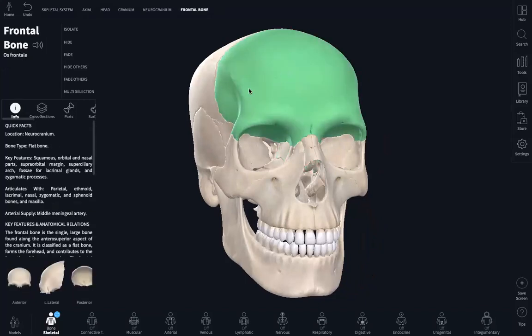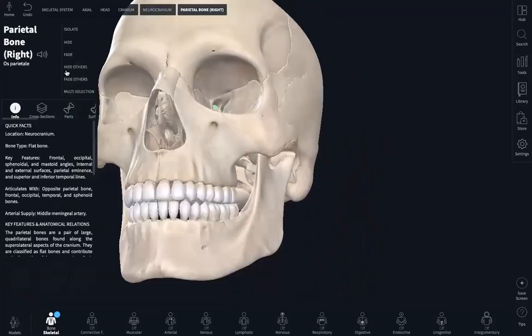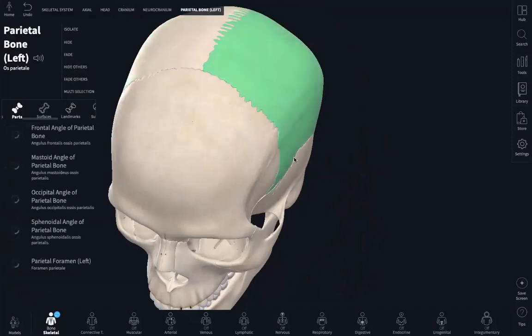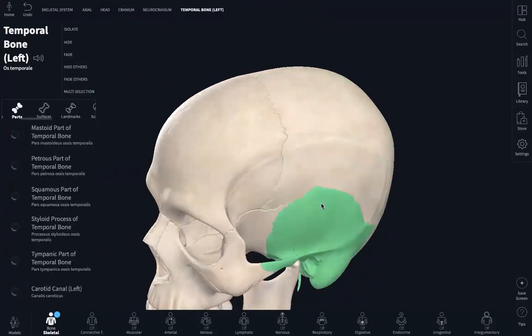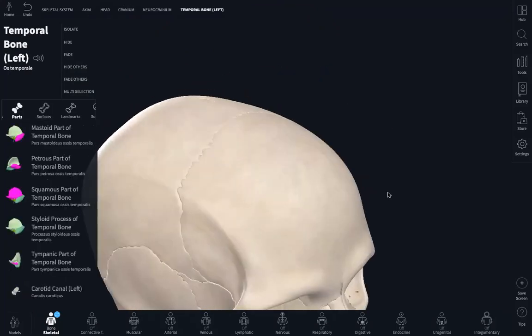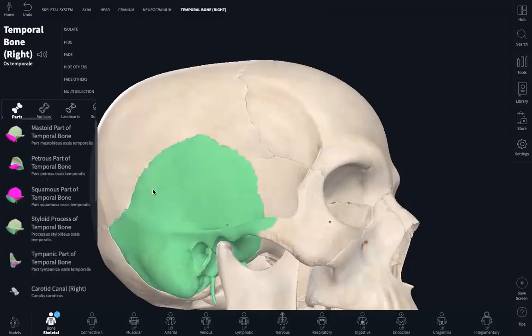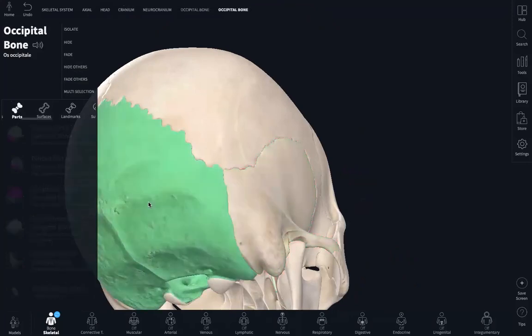This is the frontal bone. Then this is the parietal. The parietal will be on the other side also, so that is the second parietal. Then here on the sides is the temporal. So this side also you will have the temporal bone. Here it is. And then at the back we have the occipital bone. This is the occipital bone.